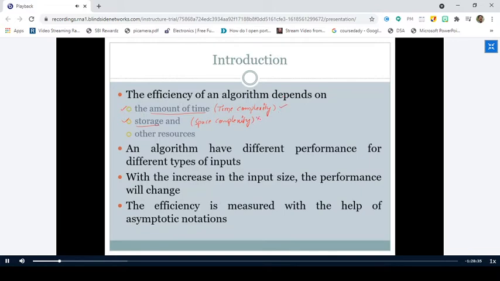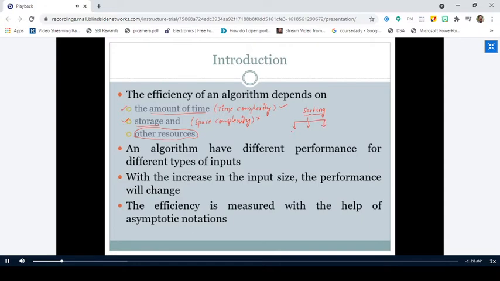So other than time complexity and space complexity, we have other resources also, right? What type of input you are taking? If you take an algorithm, for example, assume that there is a sorting algorithm. You will come across these sorting algorithms in the data structures subject. For example, if we have a sorting algorithm, assume that we have some 3 sorting algorithms, right?